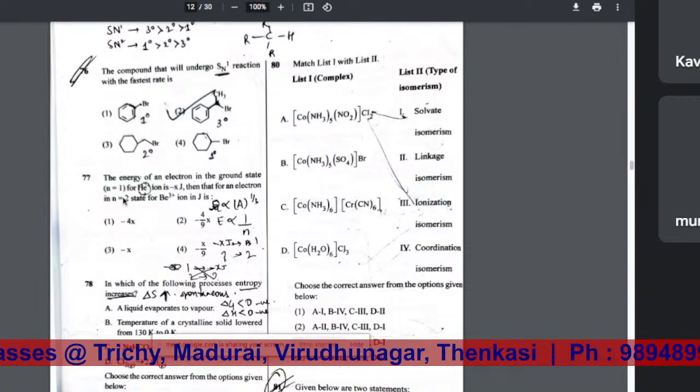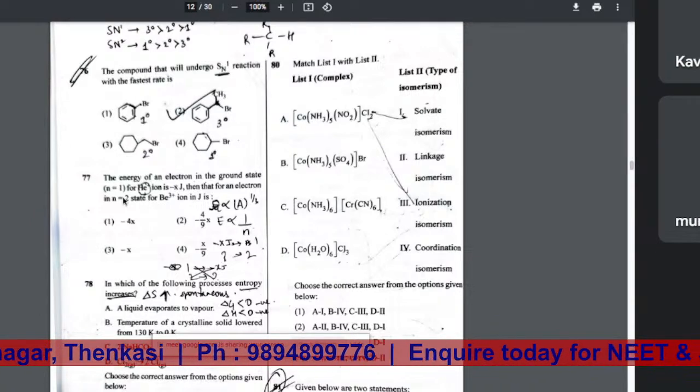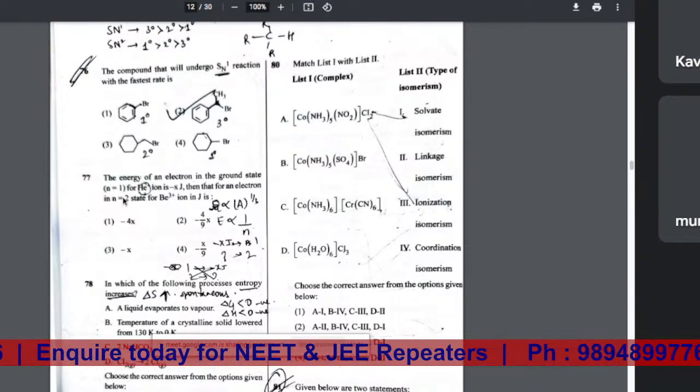Now we will check for beryllium. Energy E is equal to minus 13.6 into beryllium's atomic number, which is 4. So 4 square means 16. 16 divided by n equal to 2. n square means 4.